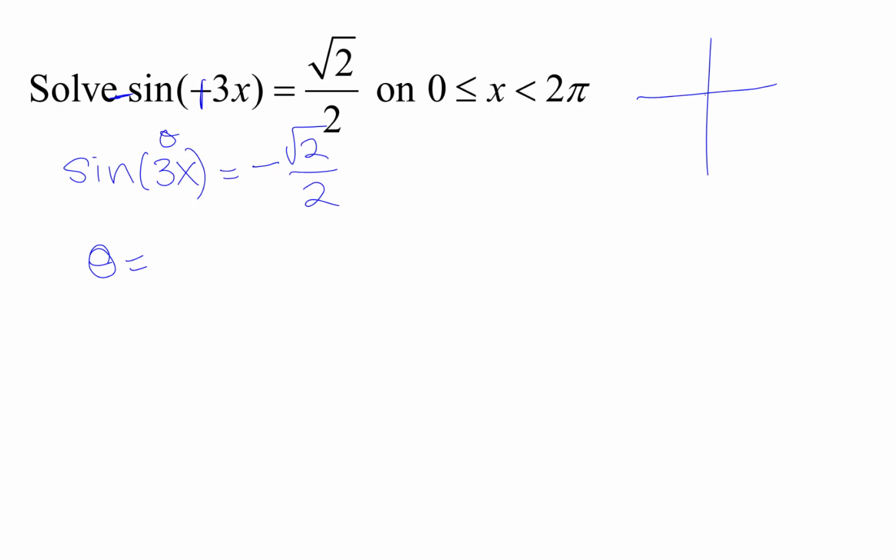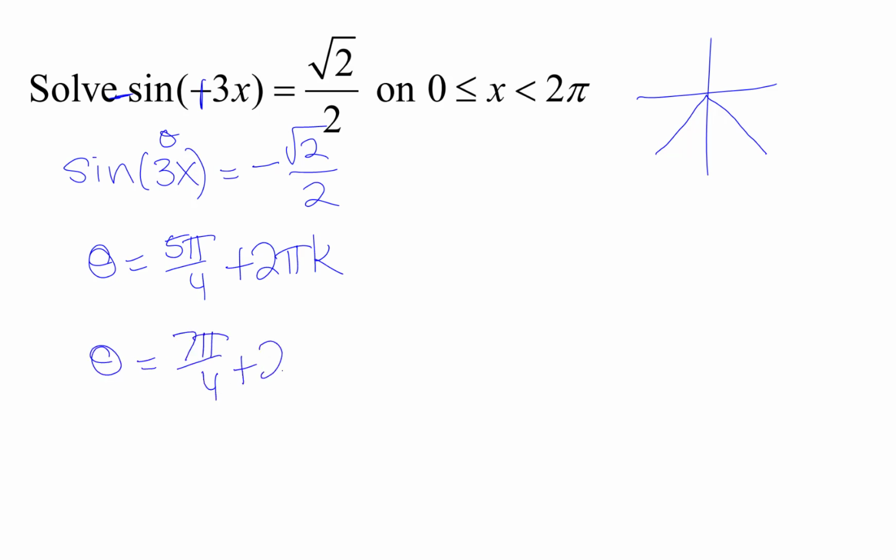Well, that's going to be at multiples of pi fourth in quadrants 3 and 4. So it looks like it's going to be at 5 pi fourths plus 2 pi k to get all solutions from that. The second one would be 7 pi fourths plus 2 pi k. Now we didn't have theta, we had 3x. So I'm going to substitute 3x in for the theta. 5 pi fourths plus 2 pi k.